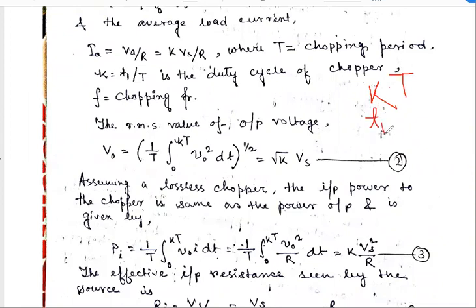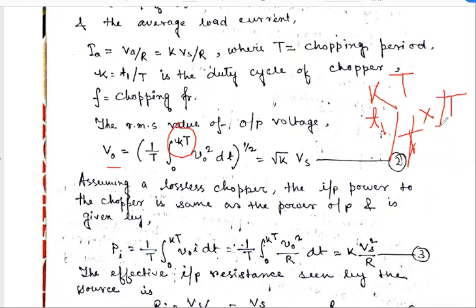K means T1 by T into T. That means it cancels out, and this integrates between 0 and small t1. For our simplicity, we use KT. So after calculation, we get that V naught is equal to the square root of K into Vs.